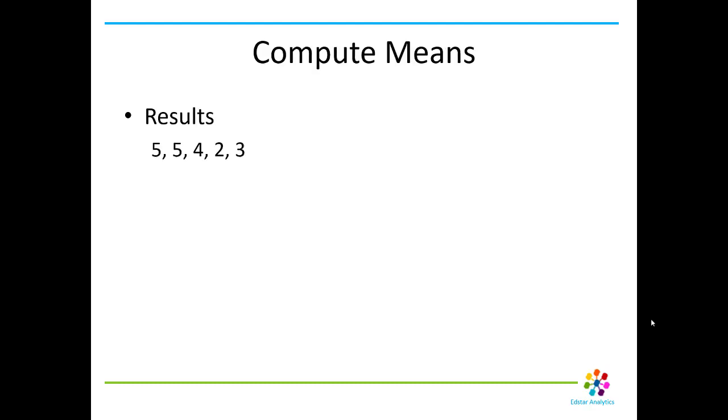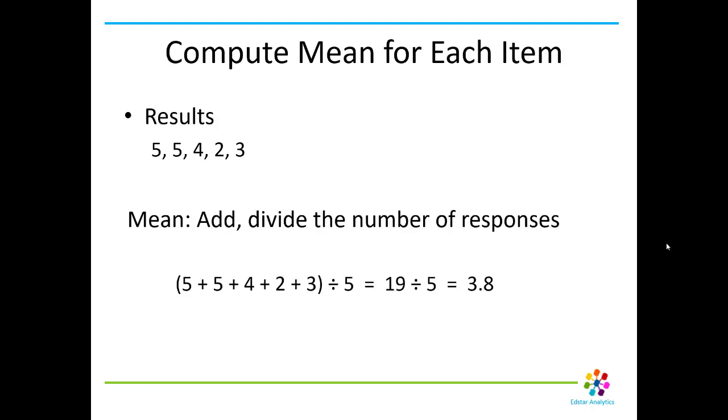So after you've recoded it, get your results for each item. So say for this item, we've got 5, 5, 4, 2, and 3. Then for each item, you're going to compute the mean. And the way you do that is you add all the results. So here we have 5 plus 5 plus 4 plus 2 plus 3, and then divide by the number of responses. We've got 5 responses, so that gives us 19 divided by 5 is 3.8. So the mean for this item is 3.8.